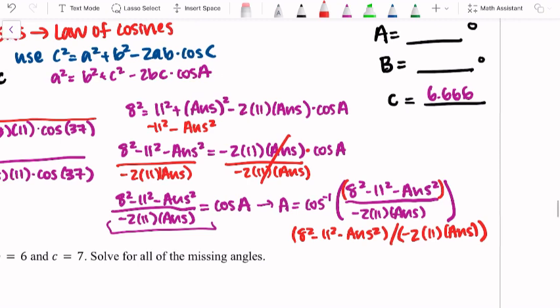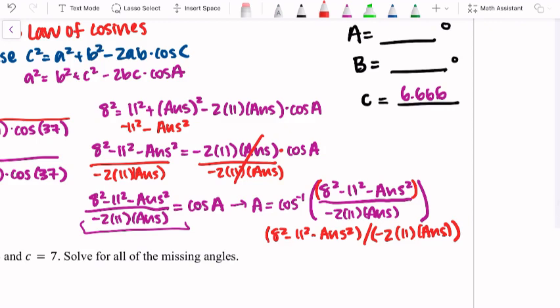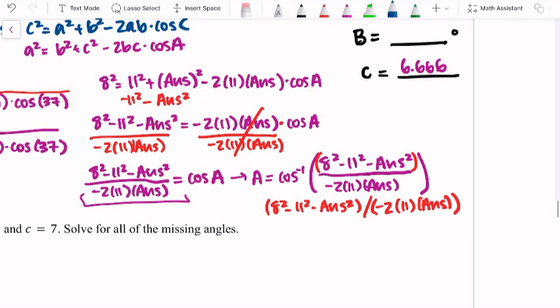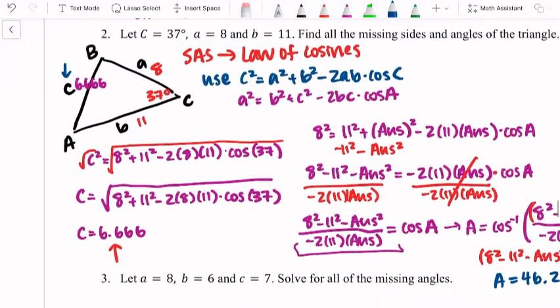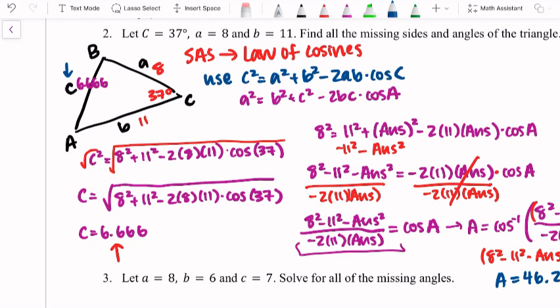So calculating that, I got that A is equal to 46.238 degrees. Okay, again, let me know if I did something wrong. So that's going to be our value of A.